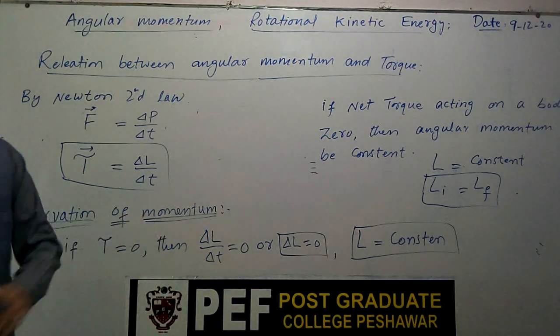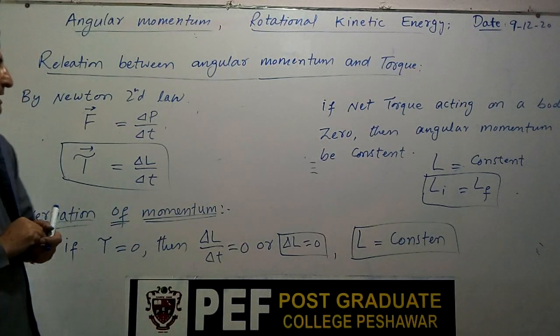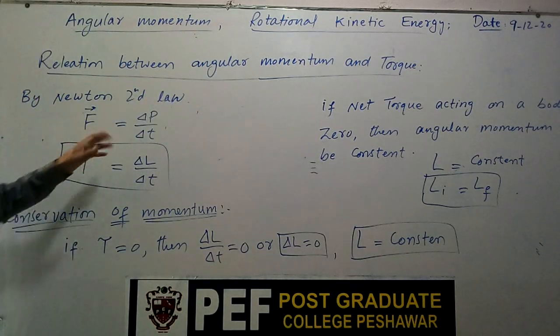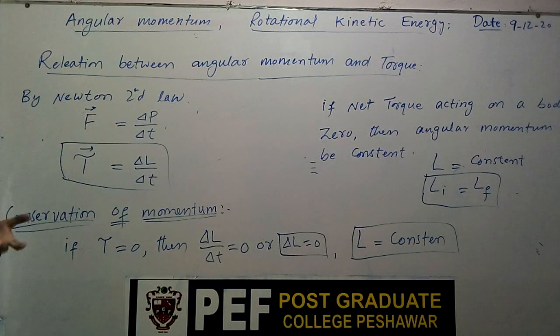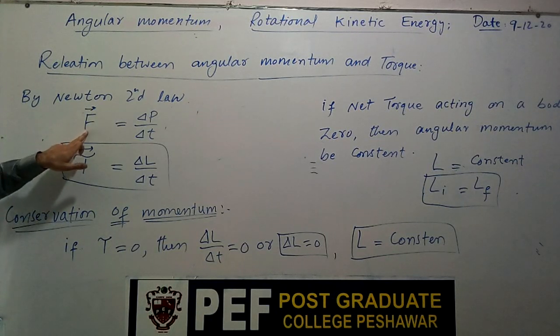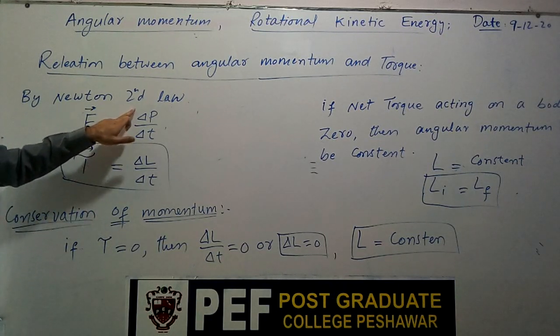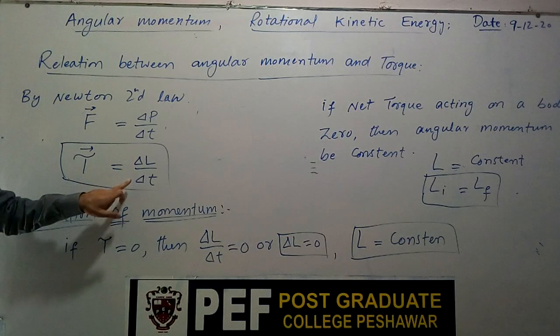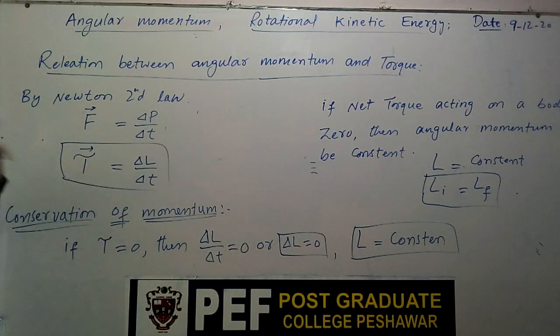Hope that it will be clear. Let me explain it once again. Relationship between angular momentum and torque: we can establish a relation between these two by applying Newton's second law of motion. Delta P divided by delta T, or rate of change of linear momentum, equals force. If we transform this equation into angular form, we will get torque equals delta L divided by delta T. Rate of change of angular momentum is equal to torque.